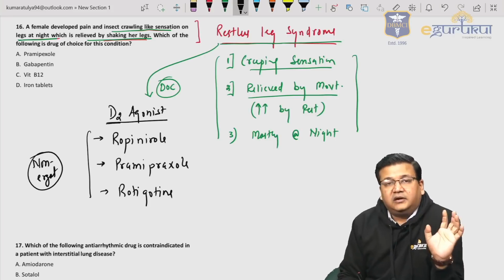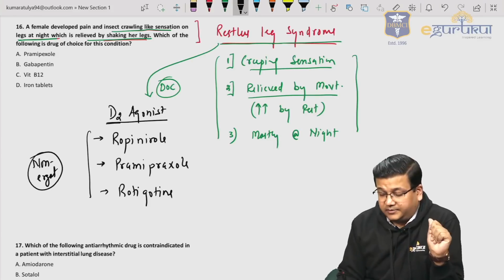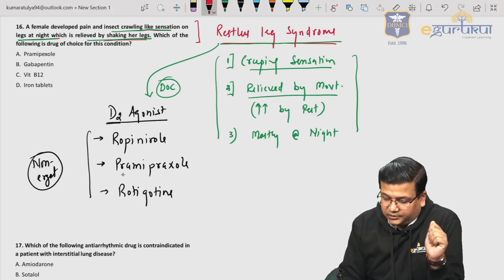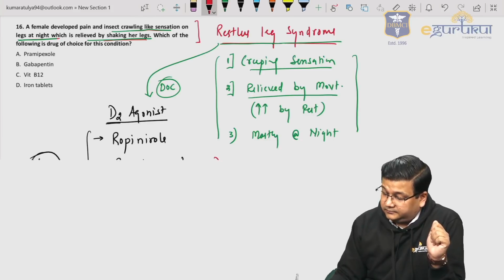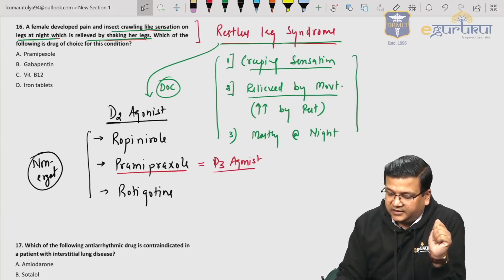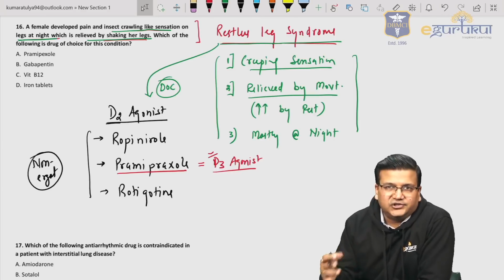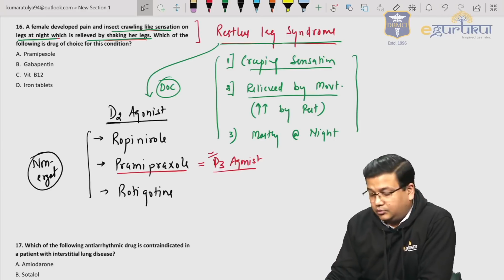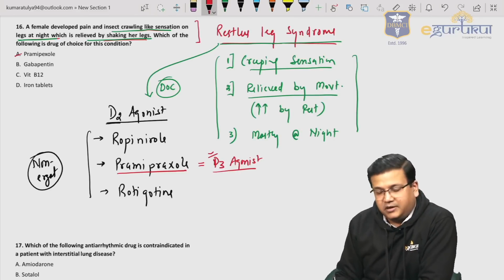D2 is the word I have written, so mostly they should be D2 agonists. They should be acting primarily on D2 receptor. In this, it becomes important to mention that pramipexole is mostly a D3 agonist. It has more action on D3 receptor rather than D2, so this point may be asked. In general these drugs are dopamine or D2 agonists: ropinirole, pramipexole, rotigotine. So answer will be option number A.